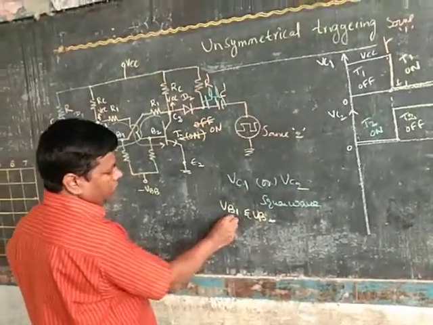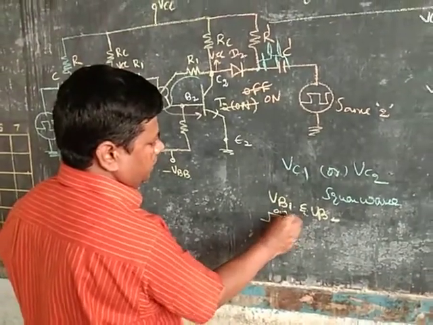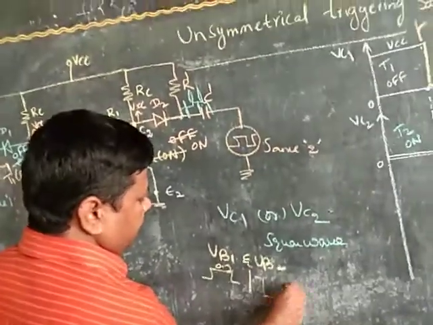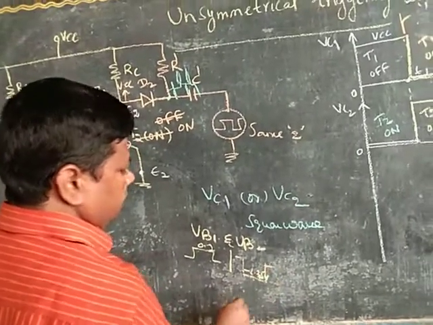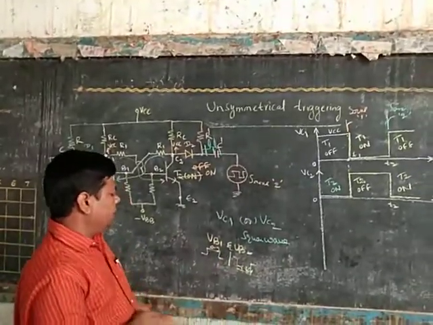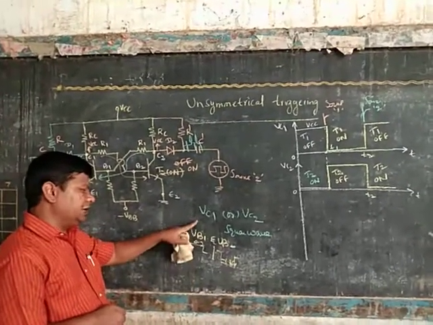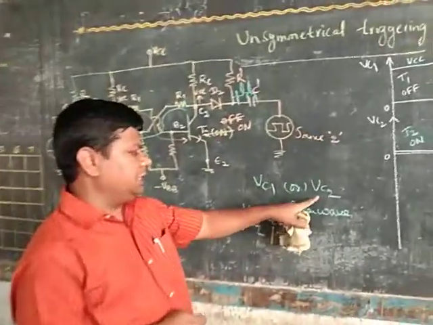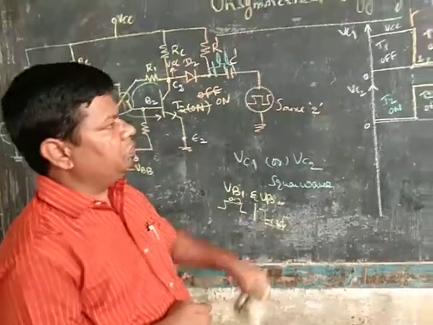Similarly, VB1 and VB2. Suppose transistor T1 is on, its base voltage is 0.7 volts. If the second transistor is off, its base voltage is somewhat negative, minus 1 point something. In the previous problem, minus 1.45 volts. Like that, you can easily draw the base waveforms also. If a particular transistor is on, its base voltage is 0.7 volt and collector voltage 0.3 volts maximum. If a particular transistor is off, collector voltage is VCC and base voltage is negative, less than 0 volts.